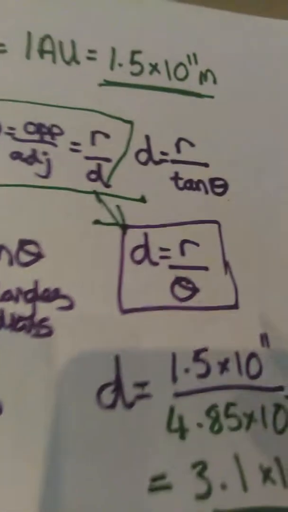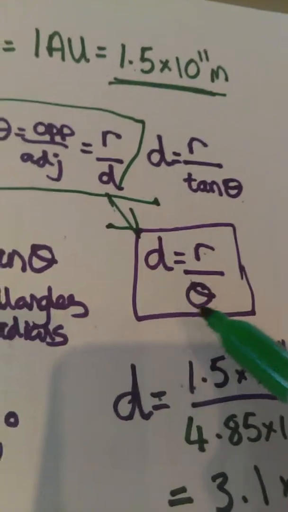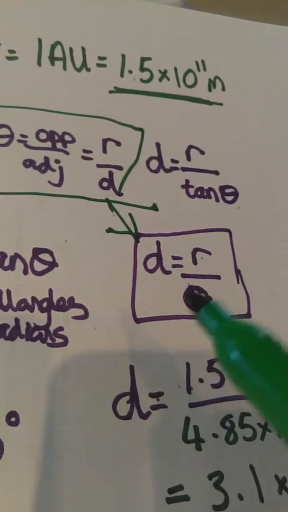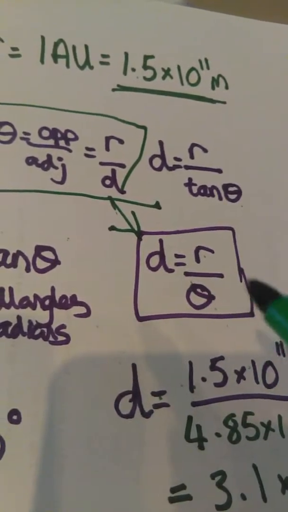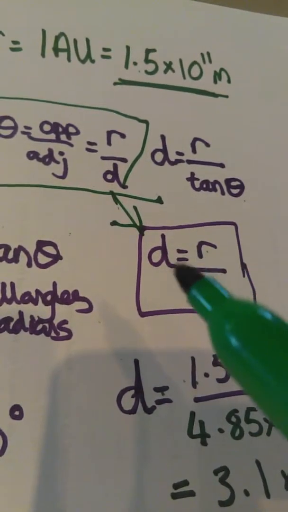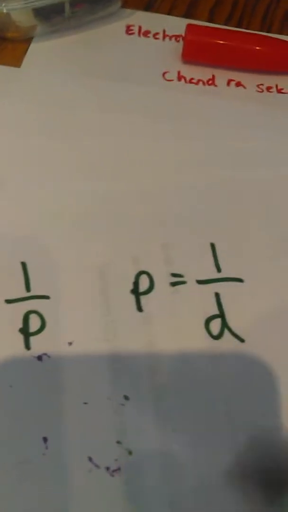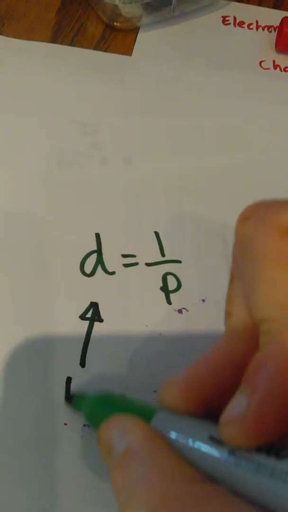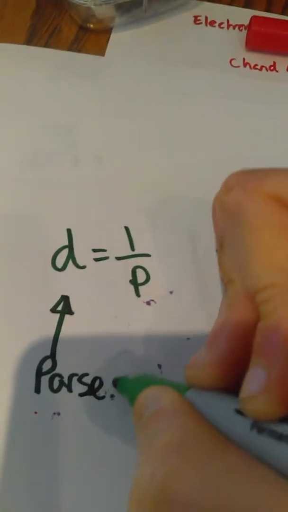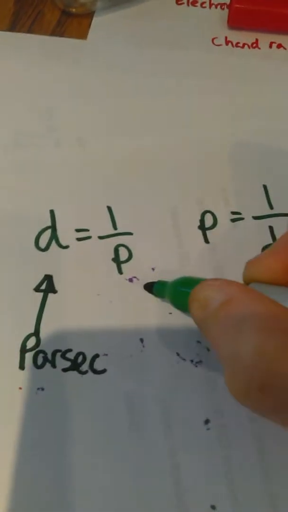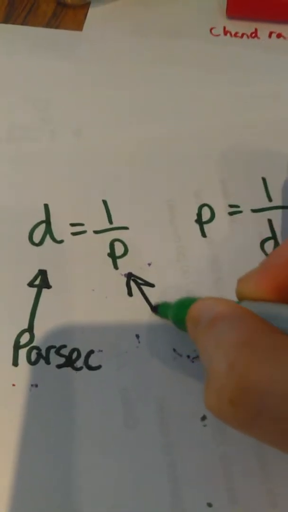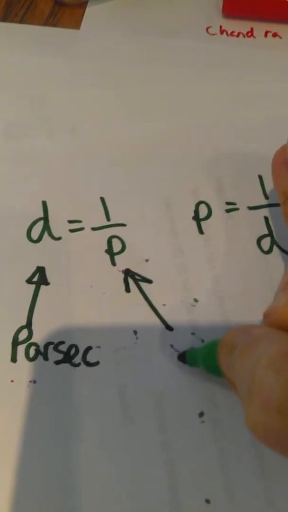So you can rearrange that: P is equal to 1 over D. Now it's the same equation as this equation here, apart from they've defined the units such that we don't have to put the radius of the Earth in. They've defined the units so it works out with that 1. And how they've defined the units is that you're going to find D in parsec, not in metres. D will come up in parsec.